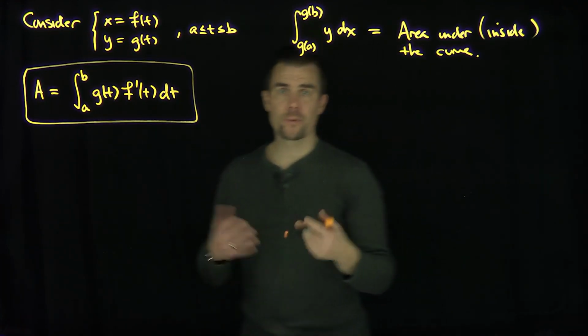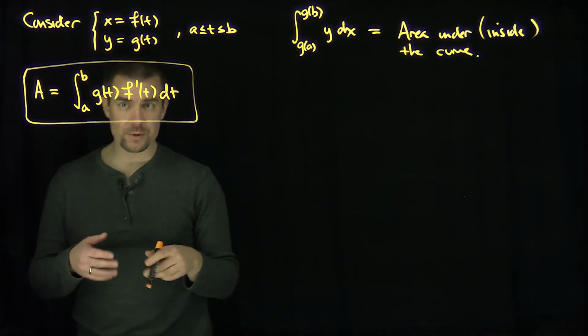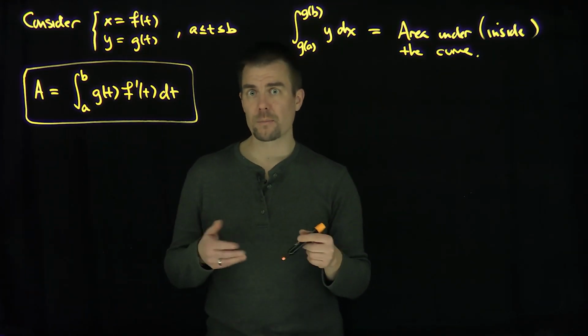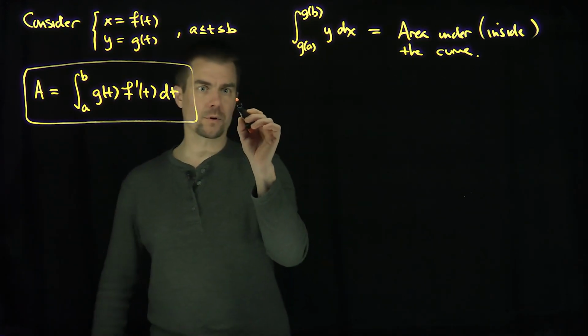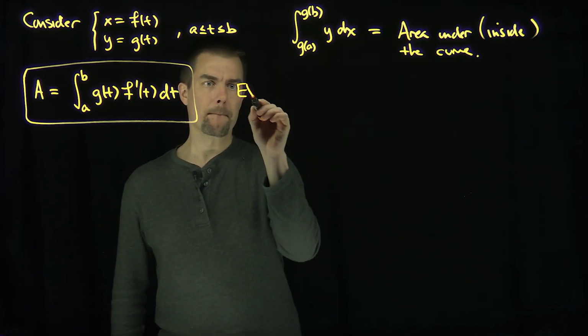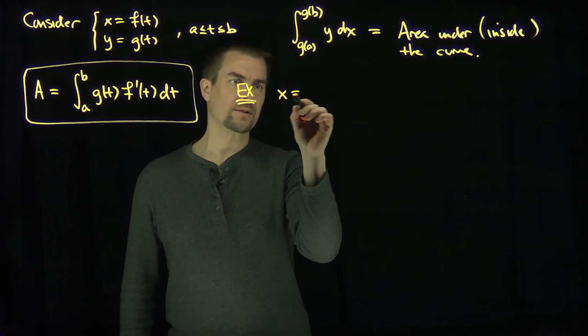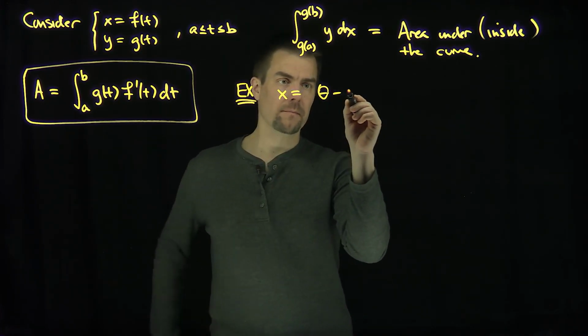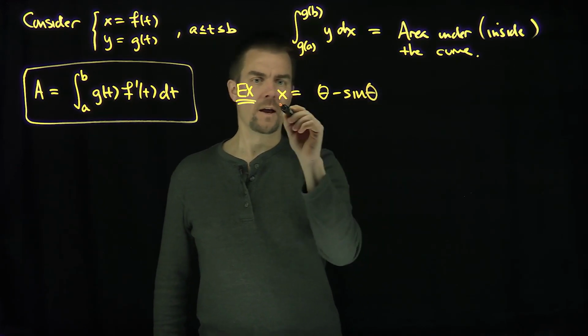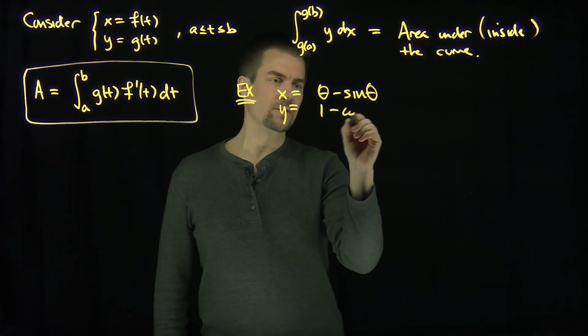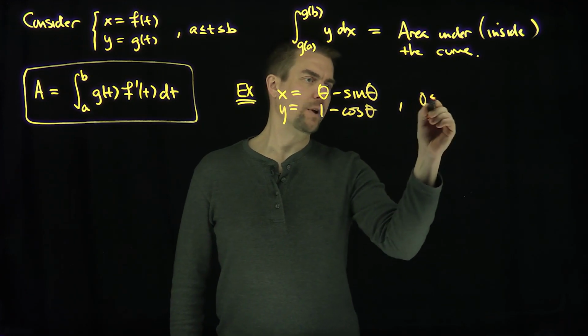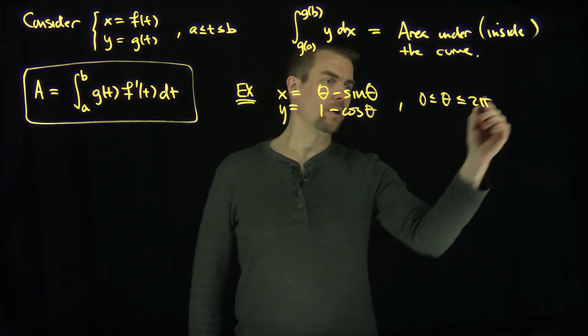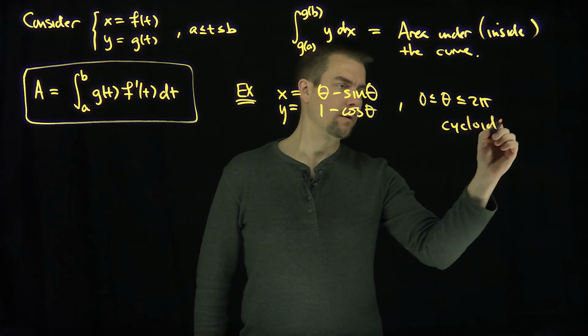Let's see an example of this. Let's go back to one of our first examples, the cycloid, which we know is a solution to the tautochrone problem. So it's a very useful curve. Let x be theta minus sine theta, and y be 1 minus cosine theta, for theta between 0 and 2 pi. This is just our cycloid. We've done this a couple times before.